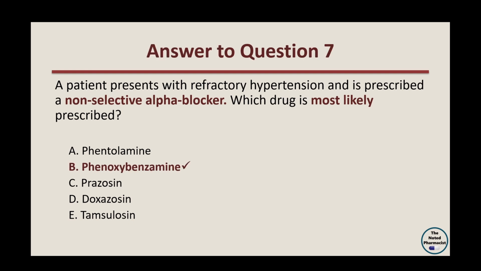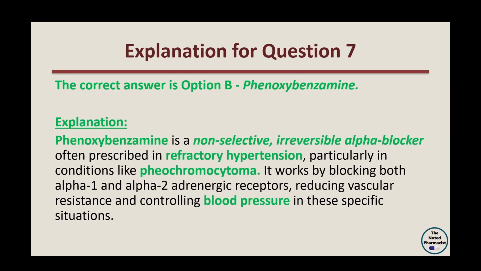The correct answer is option B, phenoxybenzamine. The explanation is as follows. Phenoxybenzamine is a non-selective alpha blocker that irreversibly inhibits alpha receptors, making it effective in treating refractory hypertension, particularly in conditions like pheochromocytoma. Its long-lasting action helps in controlling blood pressure over time.